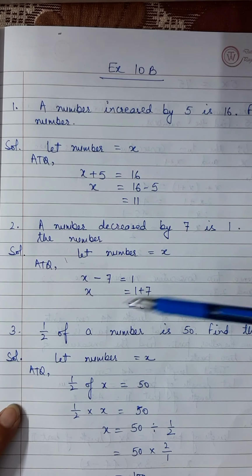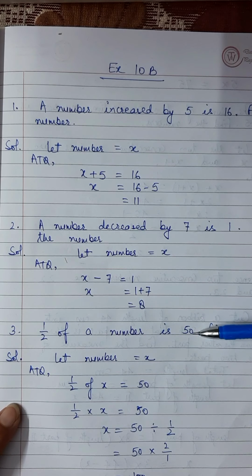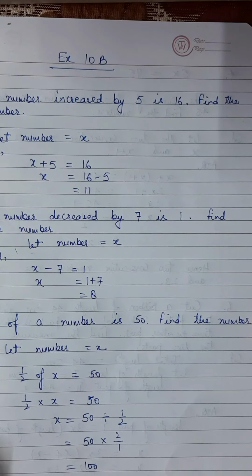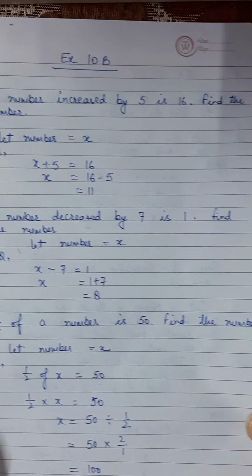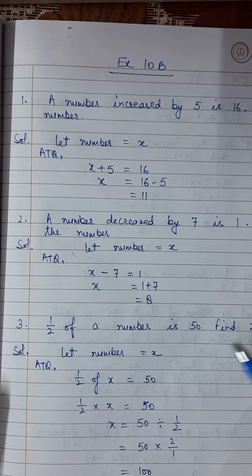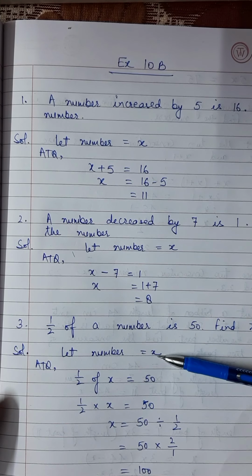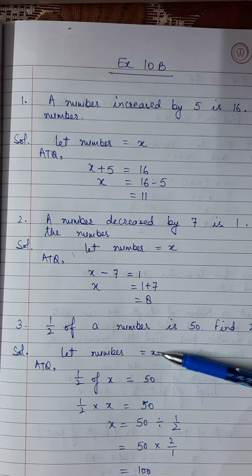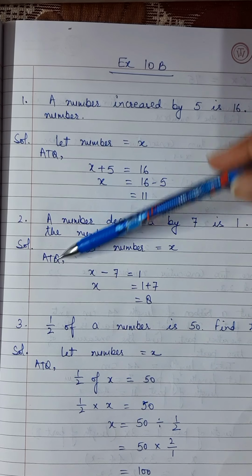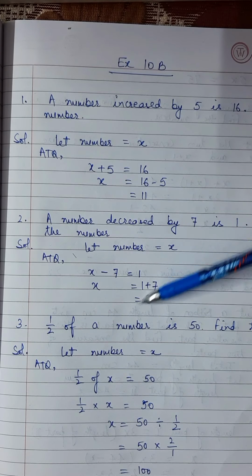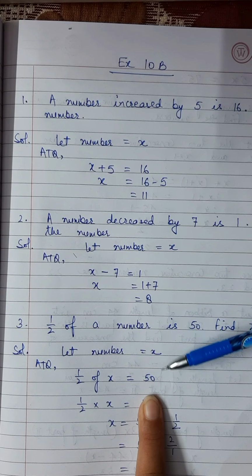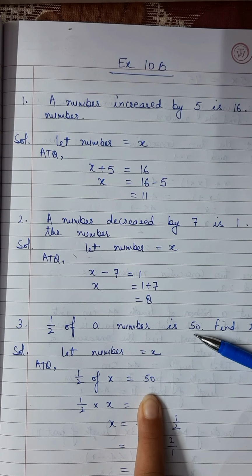Third sum is half of a number is 50. It is given half of a number is 50 and we have to find the number. So in the solution, we have to assume the number, that is x. Now as given in the question that half of a number, it means half of x is equals to 50. That is given in the question.